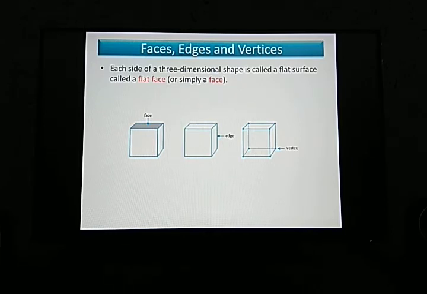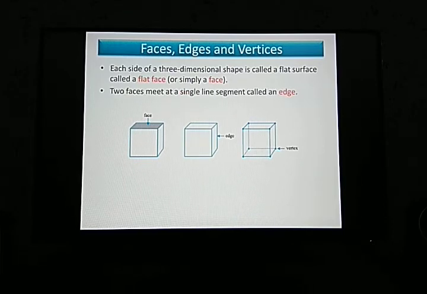Clear? Now next, in a cube how many faces will be there? 1 in the top, 2 in the bottom, then 3 and 4 on the side, and 5 and 6 on the front and back. So how many total? 6. 6 faces are there in the case of a cube. Clear?